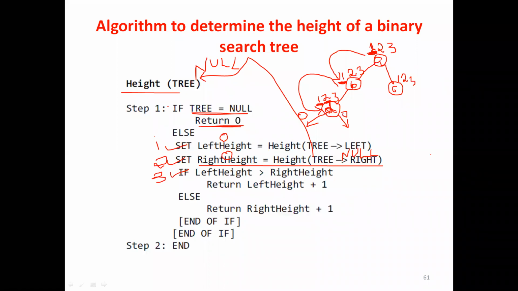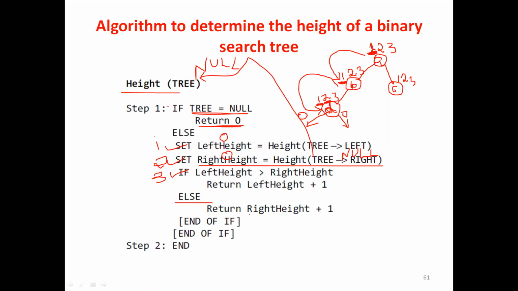Then what do you have to do now? We have to calculate the height of this node. I'm checking left height 0 greater than 0. It is false. Okay, 0 greater than 0. It is false. So the if will not be executed, it executes else.